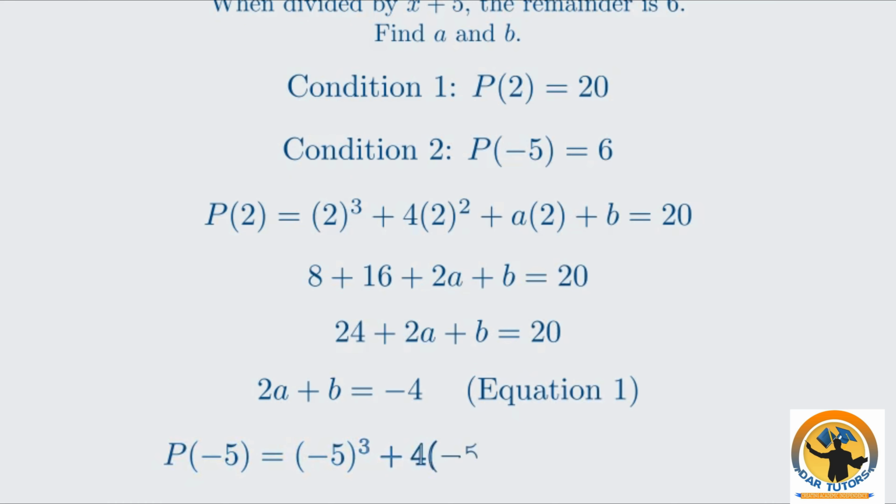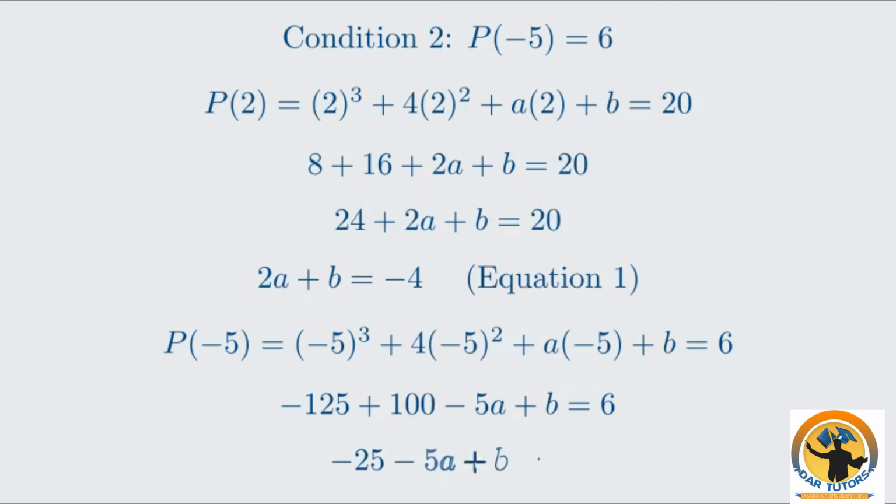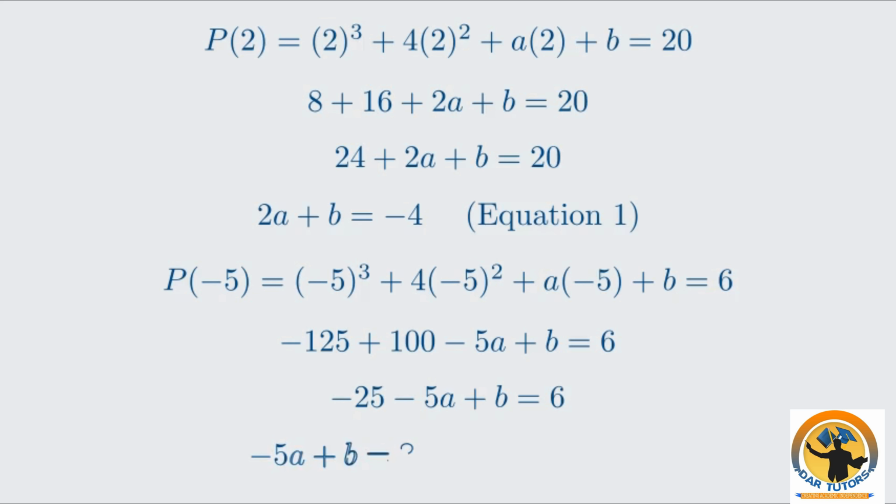This gives us negative 5 cubed plus 4 times negative 5 squared plus a times negative 5 plus b equals 6. Simplifying this, we get negative 125 plus 100 minus 5a plus b equals 6, which simplifies to our second linear equation, negative 5a plus b equals 31.